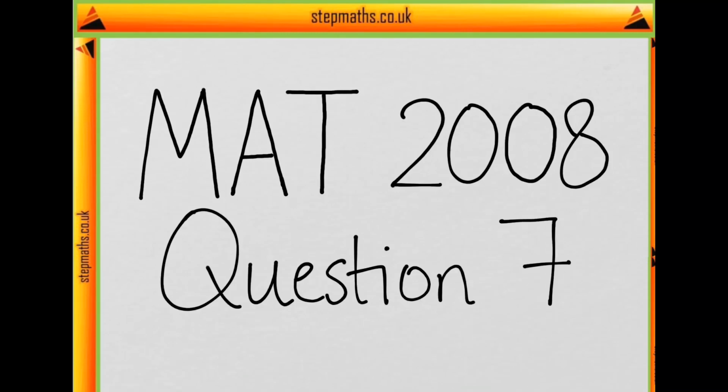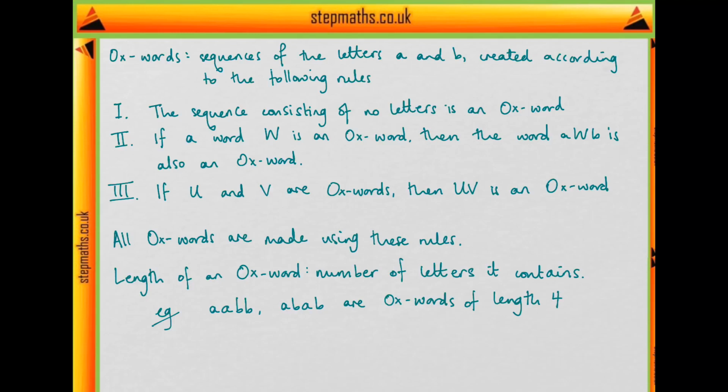Hi, in this video I'm going to go through question 7 on Math 2008. So in this question we're dealing with Oxwords. These are sequences of the letters A and B which are constructed according to these three rules.